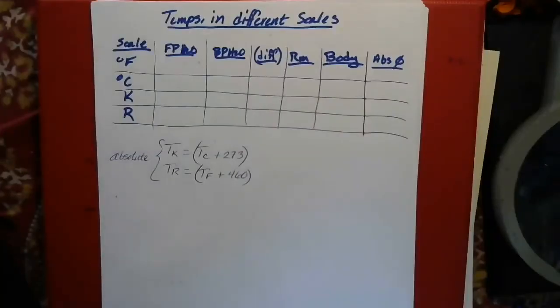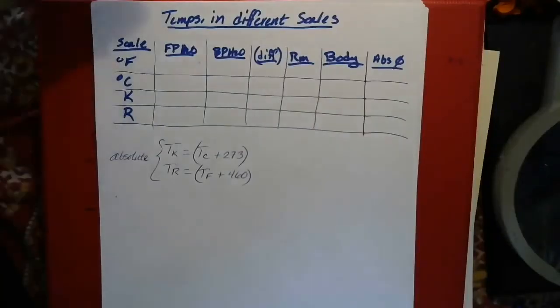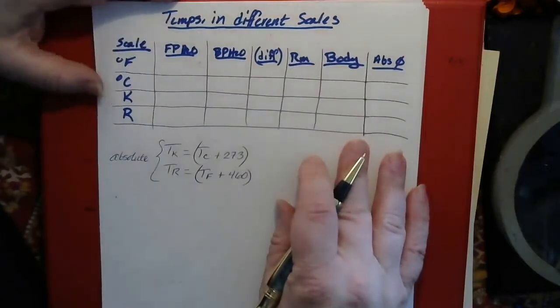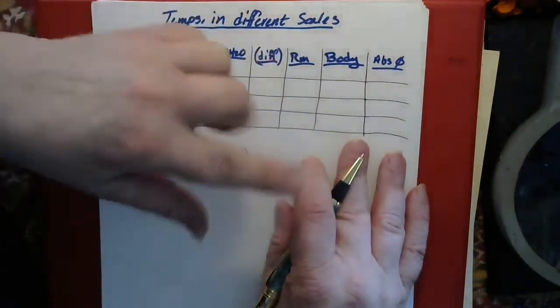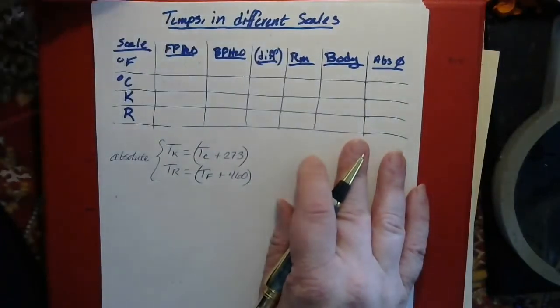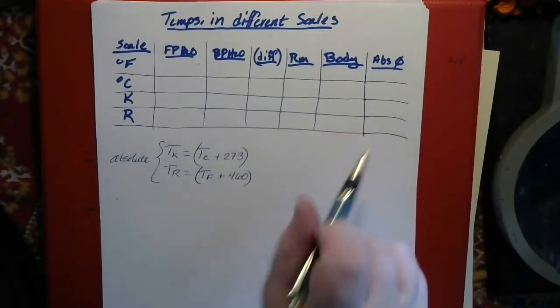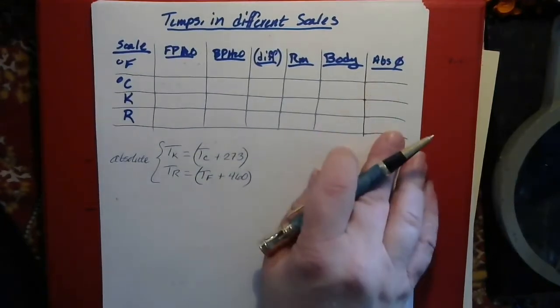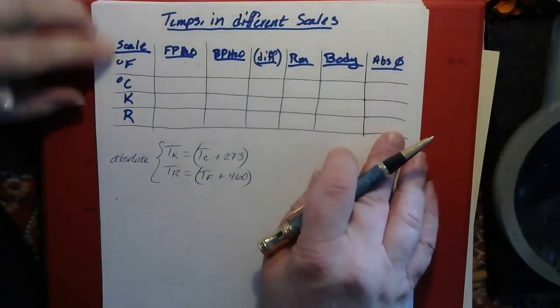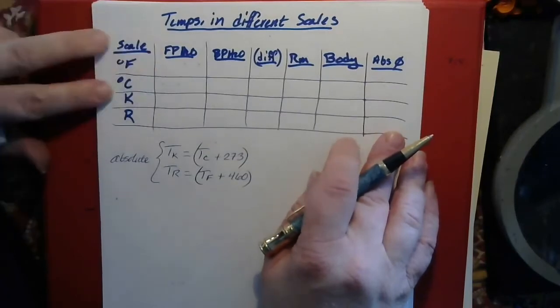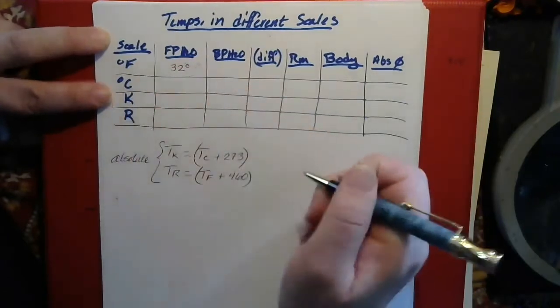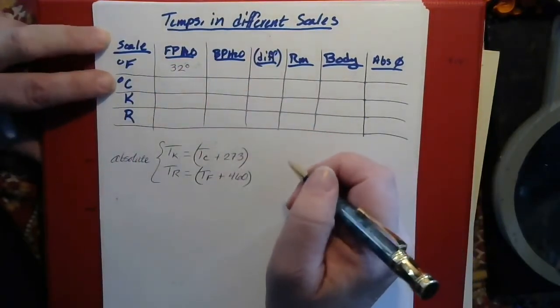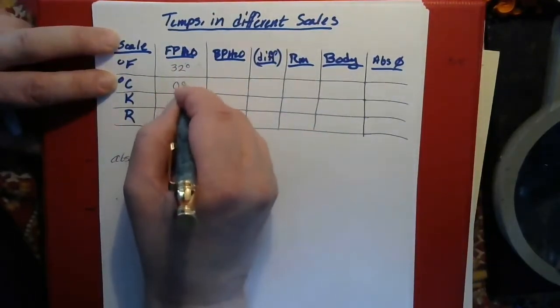Okay, where we left off last time was I was about to do a comparison between the different temperature scales and several commonly encountered temperatures, or commonly worked with temperatures in the case of absolute zero. For the freezing point of water, we know that that's 32 degrees Fahrenheit, and that's also 0 degrees Celsius.